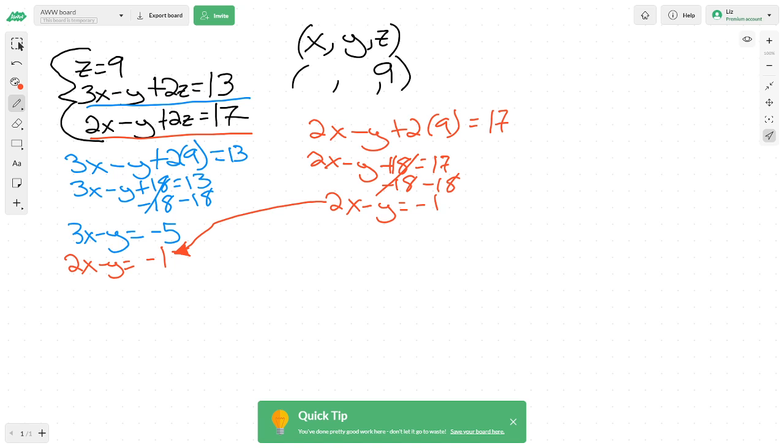Alright, so I could very easily use the elimination method with y if I multiply out a negative 1 here. And then I'll get negative 3x plus y equals 5. Negative y and positive y cancel out. I get negative x equals 4, or x equals negative 4.